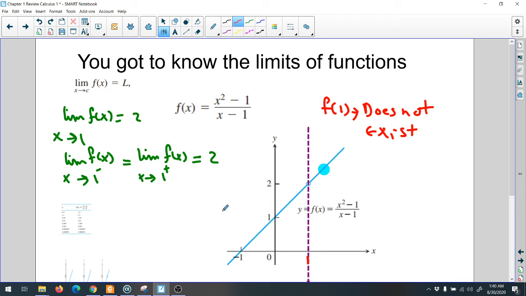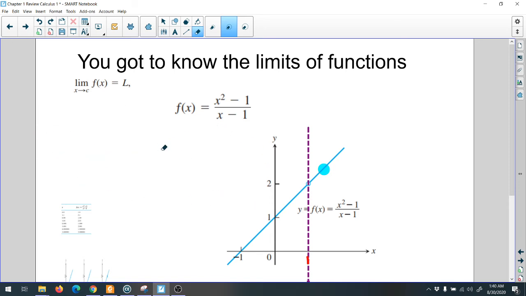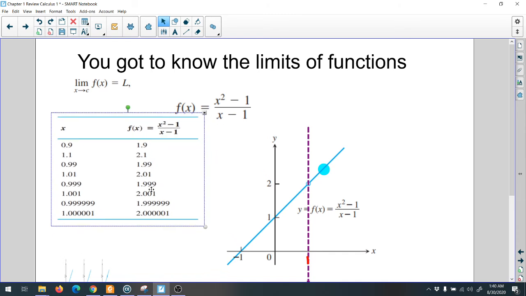Got it? Okay. Let's go deeper to understand the limits, and the difference between limits and values, so you don't get confused. I brought this table and graph for you. If you want to graph our rational function, f of x equals x squared minus 1 over x minus 1, using a graphing calculator.